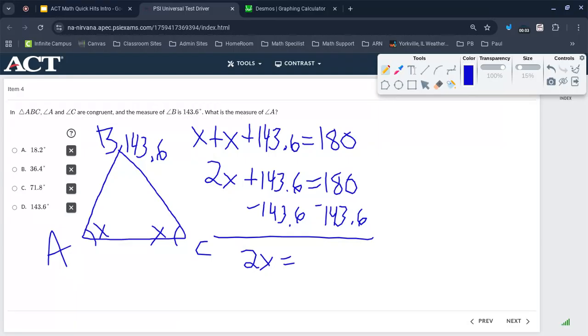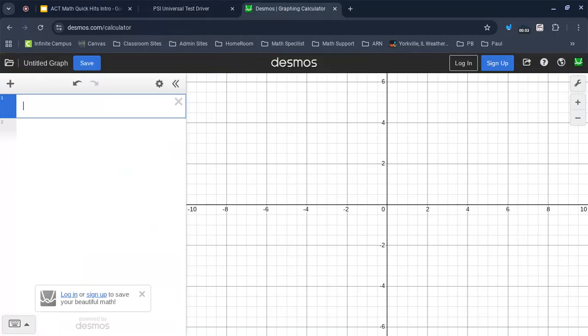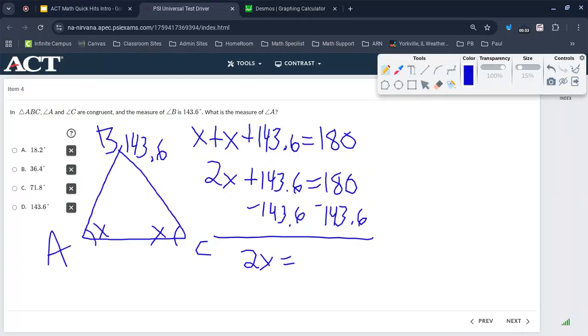We could just use the tools that are provided for us. It has that scientific calculator. Remember, the Desmos graphing calculator won't be fully integrated until 2026. So I'm going to use the web-based version of it. It is just nicer. It's easier to see. So I do my subtraction. I get 36.4. So let me jump back to the test here, 36.4.